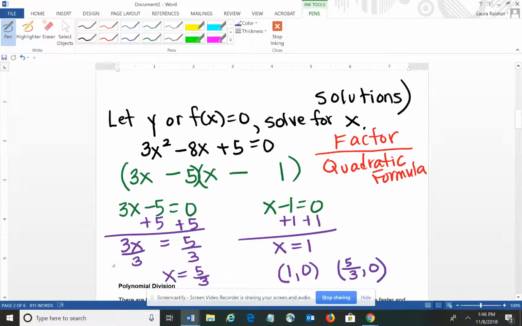So written as ordered pairs, the zeros or the x-intercepts are (1, 0) and (5/3, 0). It's a little bit more than maybe you're expected, but again, I wanted to make sure you had that understanding because at some point you may be asked to find the zeros or the y-intercept of a quadratic or of any function for that matter.